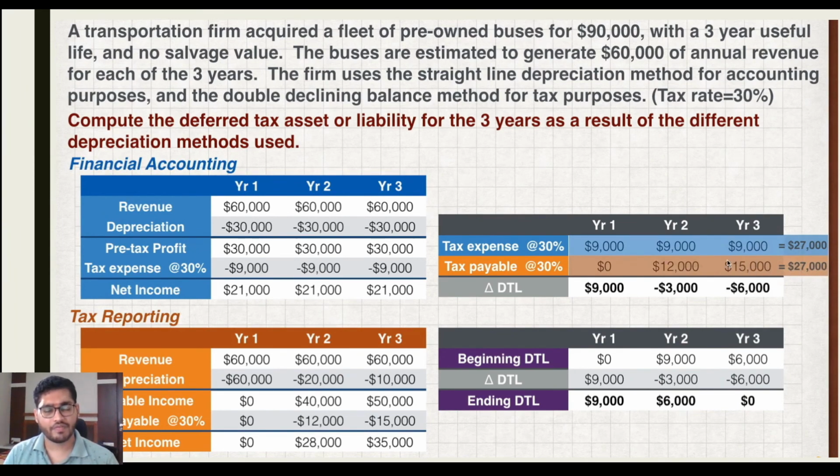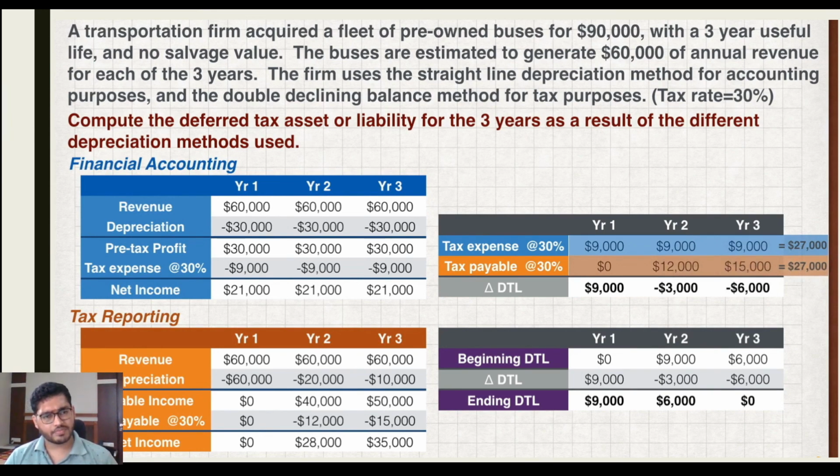The opening is $6,000 for year three. We calculate the change in deferred tax liability as tax expense minus tax payable, which is $9,000 minus $15,000, and we get a negative change in deferred tax liability of 6,000. So as you can see, after putting the values in that particular formula, we get an ending deferred tax liability of $0. This way, we end up with a deferred tax liability of zero for the buses at the end of the third year, which shows a temporary difference we created to adjust the financial accounting and tax reporting systems.